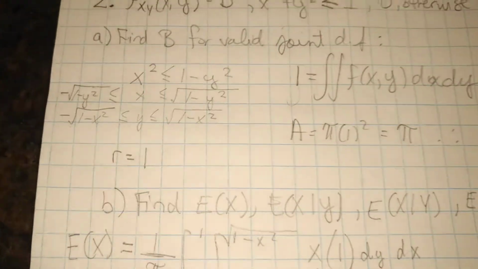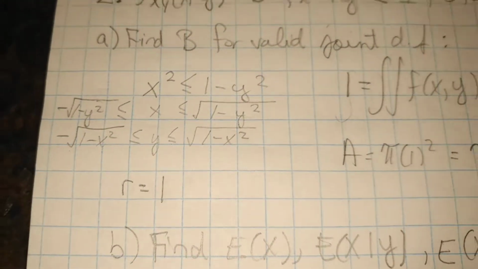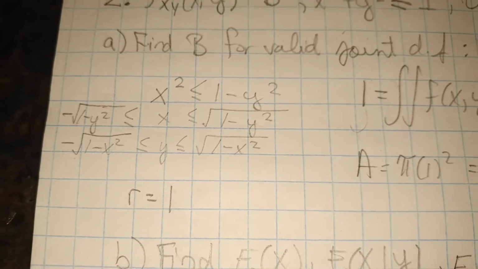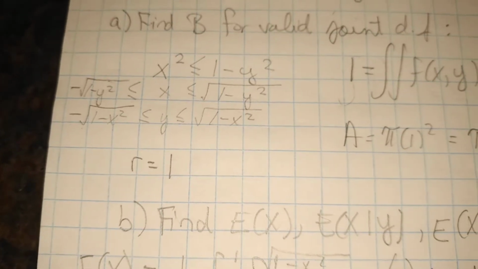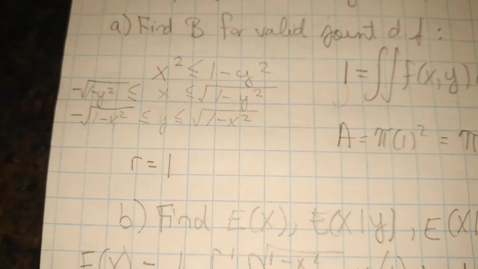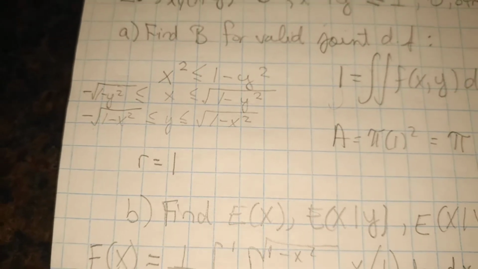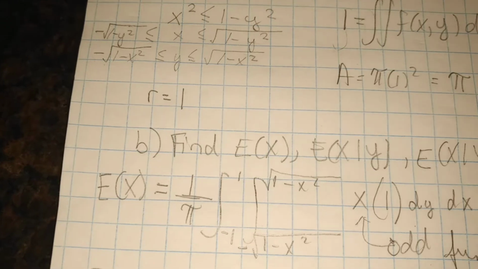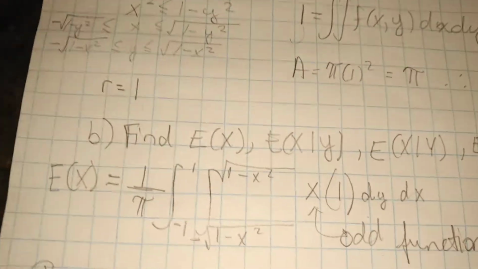I got my bounds by calculating from the equality. So we have x varying from negative root of 1 minus y squared to positive root of 1 minus y squared, and y varying from negative root of 1 minus x squared to positive root of 1 minus x squared.